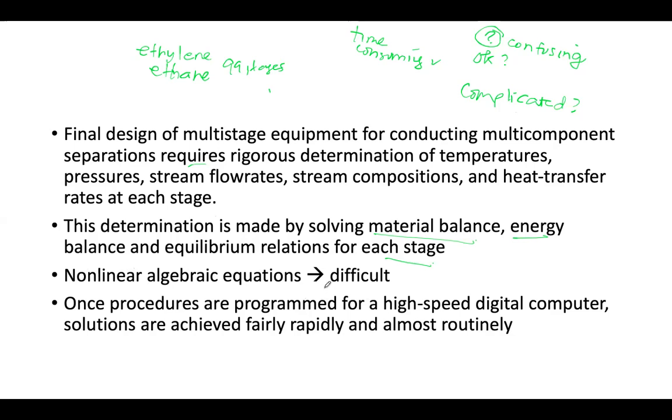However, around the 1970s, with the development of computers and programming, chemical engineers also learned programming. They put the routine programming for that onto high-speed digital computers at that time, then the solution was achieved fairly rapidly, and we could get the result instantly.